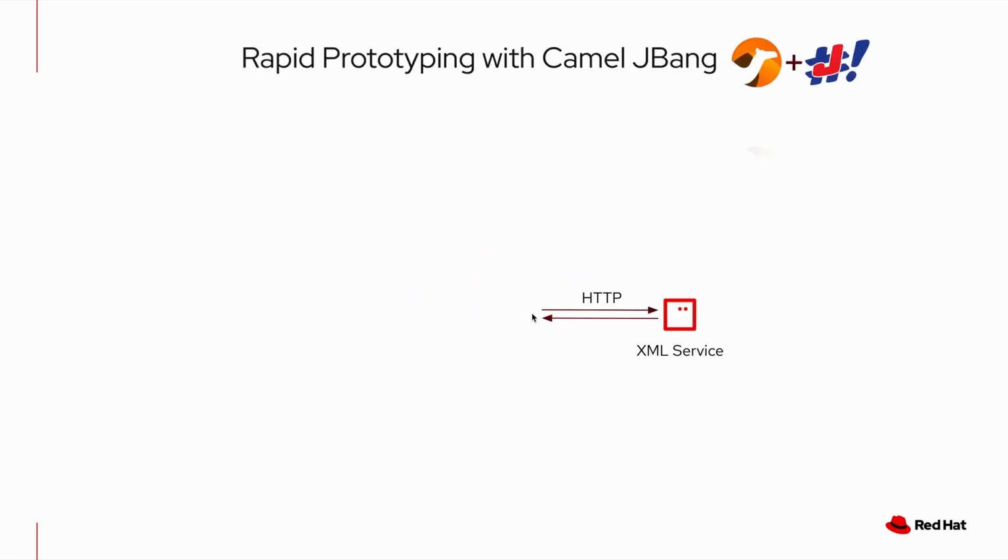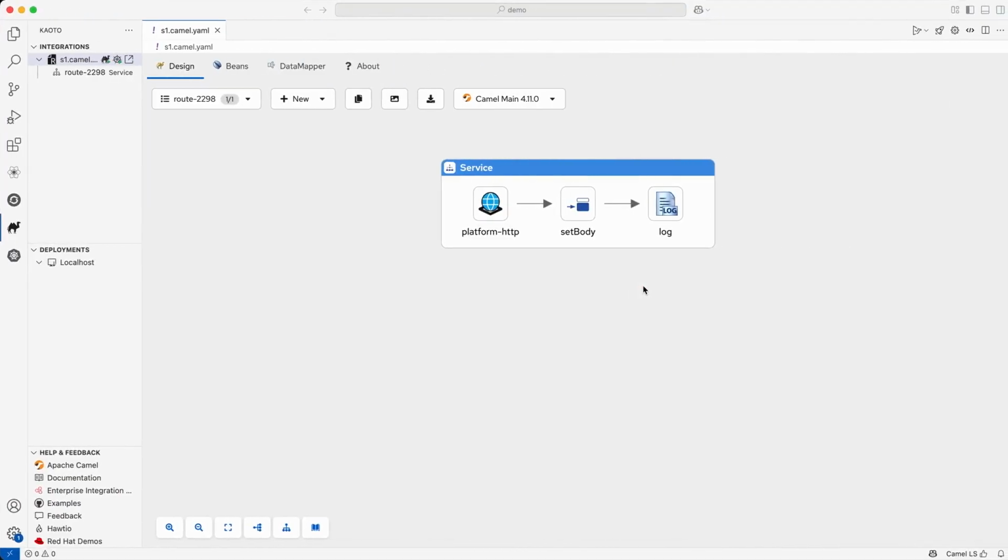All right, so let's see that more in detail with the demo, and I'm sure you will understand better. So the first thing we are going to look at is an XML service that is like a node service that we need to modernize. All right, so let's jump to VS Code.